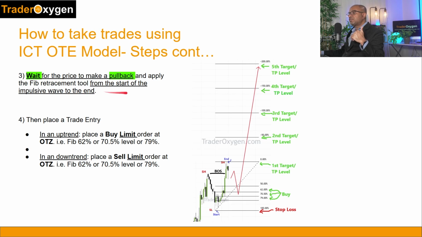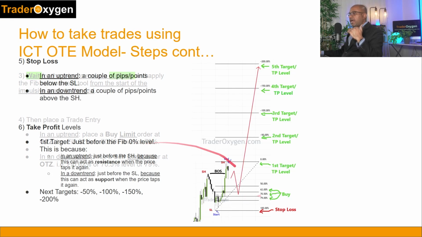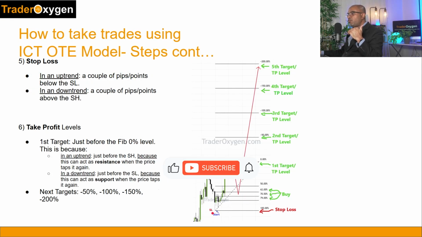you apply the Fib retracement tool from the start of the impulsive wave to the end. So what that means is, you will wait for a swing high to be placed first. Then when you see the price come down, you will draw the Fib tool from this swing low into this swing high, and then you will wait for the price to come down into the OTE level. And then in this example, because it's an uptrend, you will place a buy limit order in the optimal trading zone. And then you will place your stop loss a few pips or points below this swing low. And then you will place your take profit levels, the first take profit level just below this swing high.